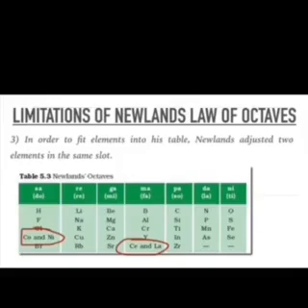The third limitation is that, in order to fit elements into his table, Newlands adjusted two elements in the same slot. In the case of cobalt and nickel, he placed them in the same slot. And also, cobalt and nickel possess entirely different properties from those of fluorine and chlorine.